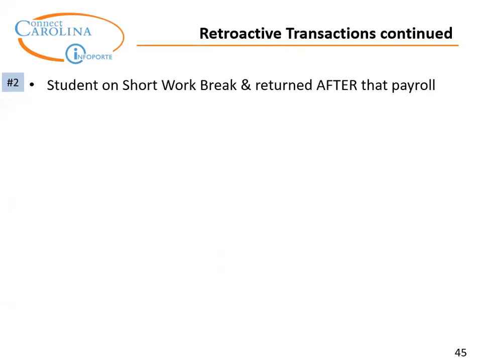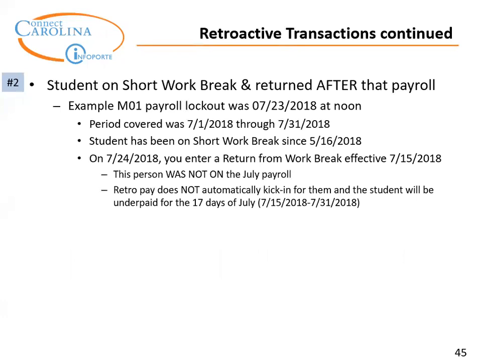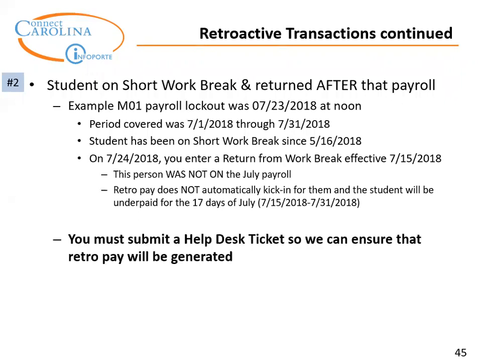A student on short work break returns after the payroll lockout. Similar situation, you put the transaction in on 7/24, return the person effective 7/15. Obviously, the person won't be paid in July, but the question is, will he be paid in the next month? He won't be. Once again, because the person wasn't paid in the previous period, it won't pick up those times. You actually have to open a help desk ticket to make sure that takes place.